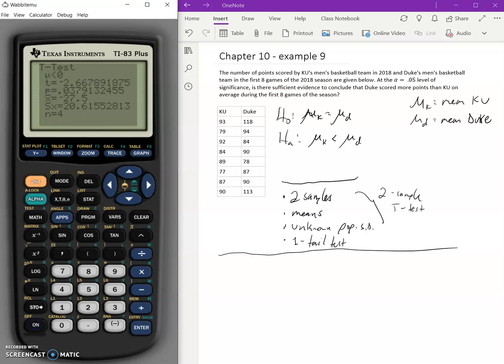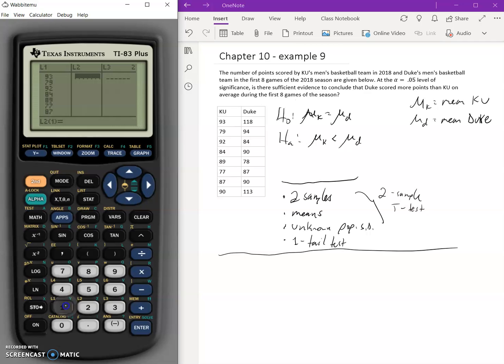Now, if we go to our calculator, we go to stat. Now, notice we do not have all of our calculated statistics. So this is where we want to go in and edit them into our list. Now, because we have these 2 samples, we're going to enter in KU's data into L1 and Duke's data into L2. So in this one, I'm going to enter in 93, 70, 79, 92, 84, 89, 77, 87, and 90.